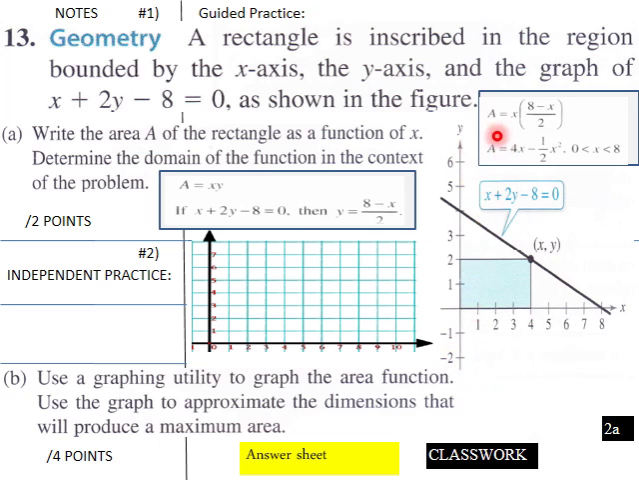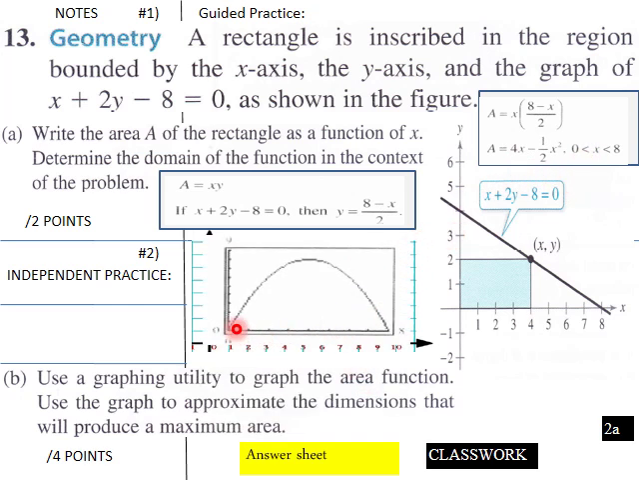And then the area would equal x times, so we figured what y was, 8 minus x over 2. And then the area, when we multiply this out, is 4x minus 1/2 x squared. So that would be the expression that would express the area of your rectangle. And then 0 is less than x, and x is less than 8. So knowing that, and then graphing that quadratic, we get this, and then you get a max here.